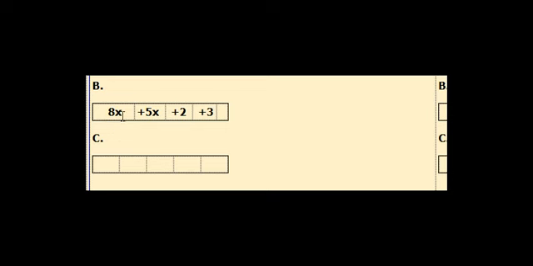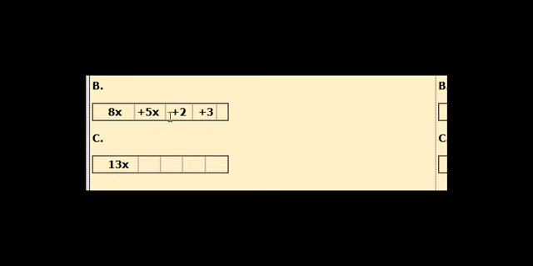This means that you have to add this term to this term. And what you're going to find is that you're only going to be adding the coefficients, which are the numbers in front of the letter. So you're going to be adding 8 plus 5, and you're going to get 13x. Okay, so if you have 8 x's and you have 5 x's and you combine them, you now have 13 x's. Notice I don't change anything about the variable or the exponent. The only thing I do is work with the coefficient.